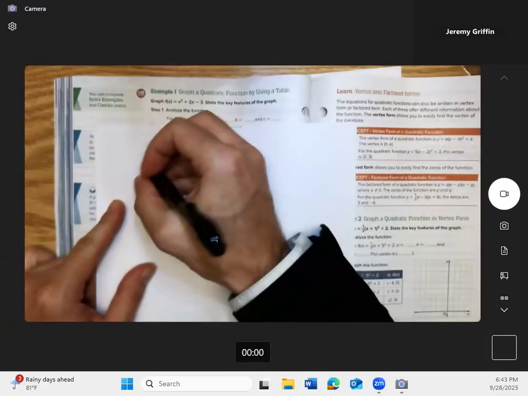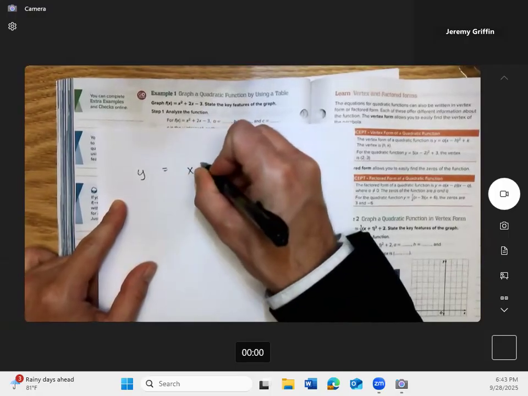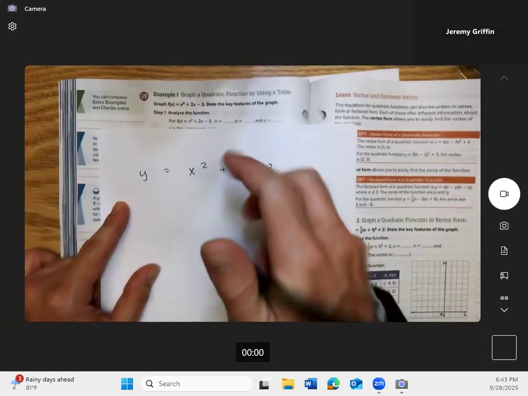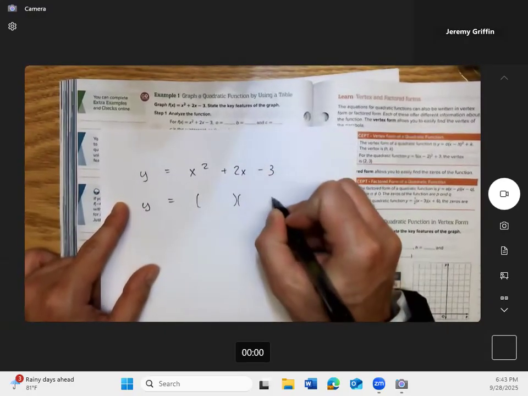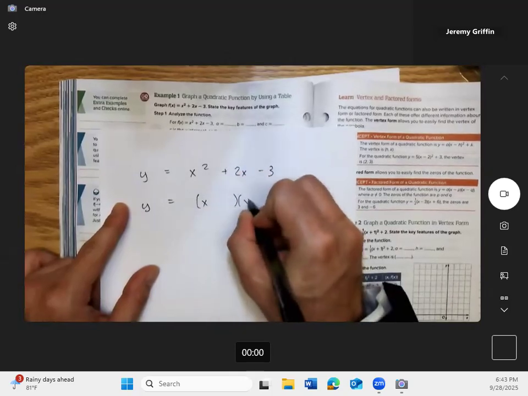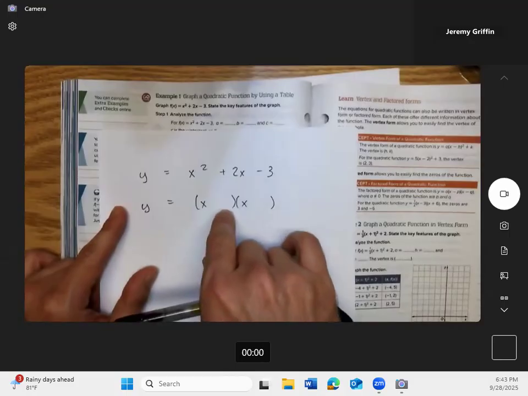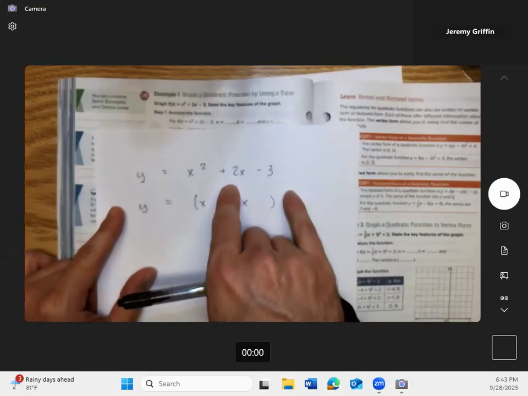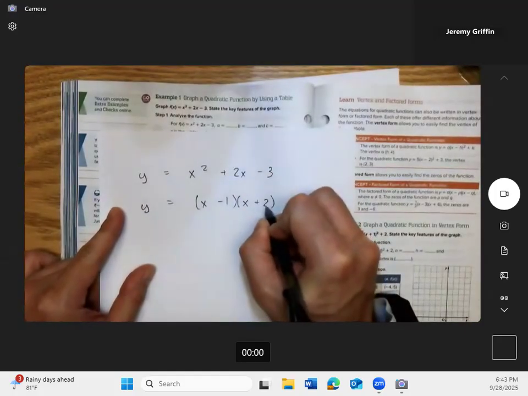So let's say they say f of x, let's call it y, same idea: x squared plus 2x minus 3. This one should be factorable, and there are different ways to factor. I could do something like this: this is like reverse FOIL, where two numbers add to +2 and multiply to -3. I think that would be -1 and +2, wouldn't it?